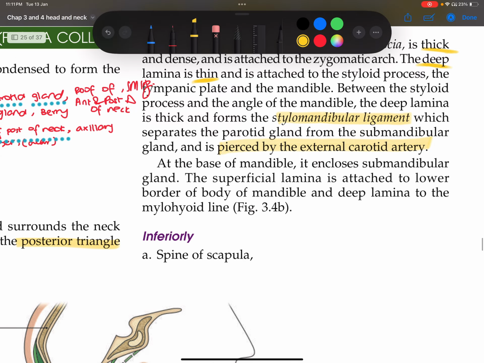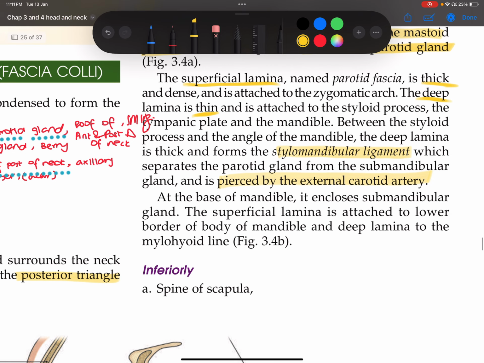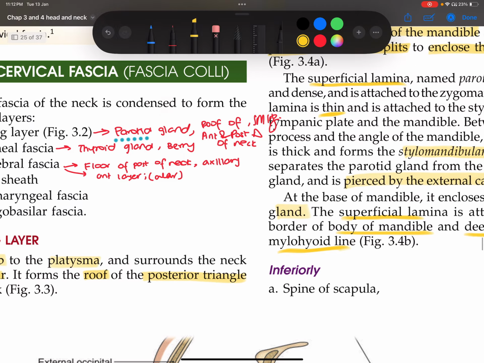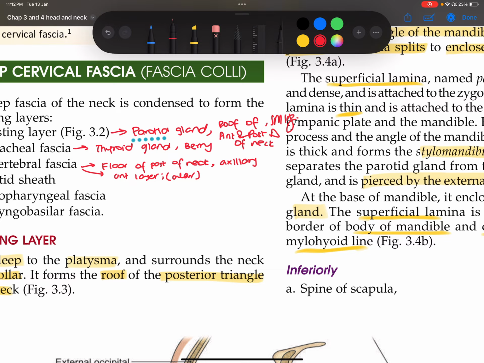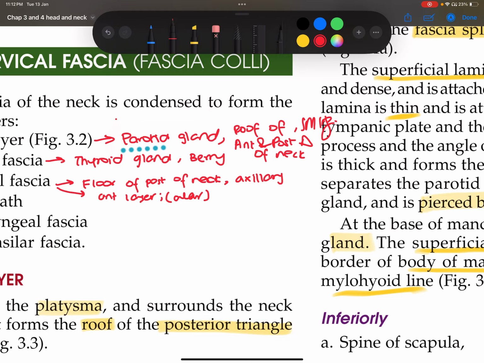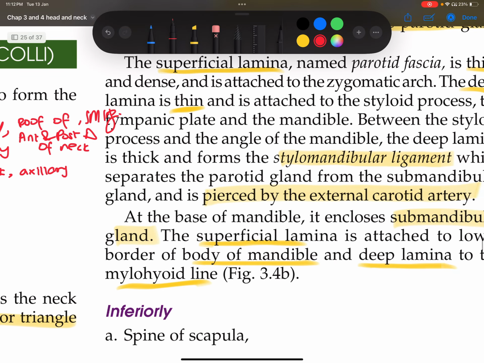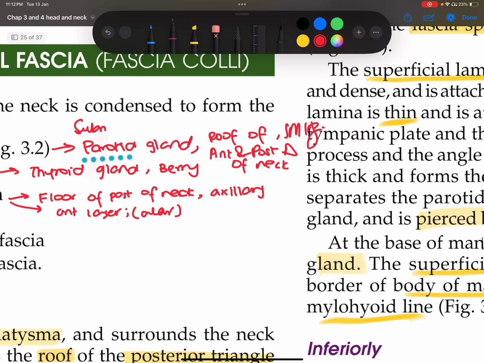Now, at the base of the mandible, it encloses the submandibular gland. So not just the parotid gland, but also the submandibular gland. The superficial lamina is attached to the lower border of the body of mandible, and the deep lamina is attached to the mylohyoid line. So it not just encapsulates the parotid gland, but also the submandibular gland, right? So submandibular gland, right here.